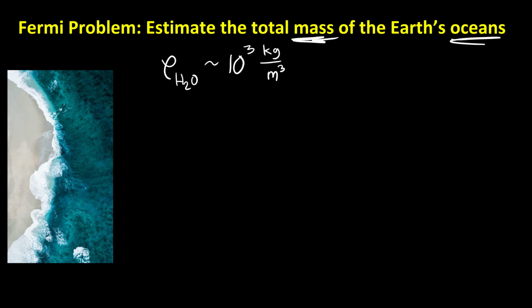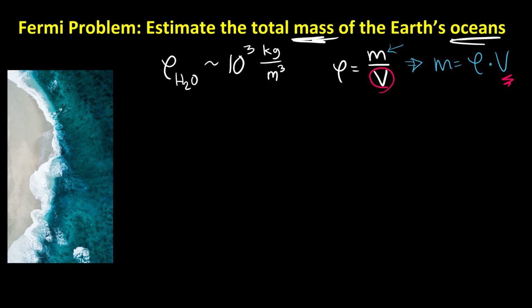So the density can actually help us find the mass, because the relationship between density and mass is that density equals mass divided by volume. Okay, so if we knew the volume, we can find the mass, because if we rearrange this equation, mass is going to equal density times volume. So for me, a good approach would be to attempt to find the volume of the oceans on Earth and then use the density to find the mass.